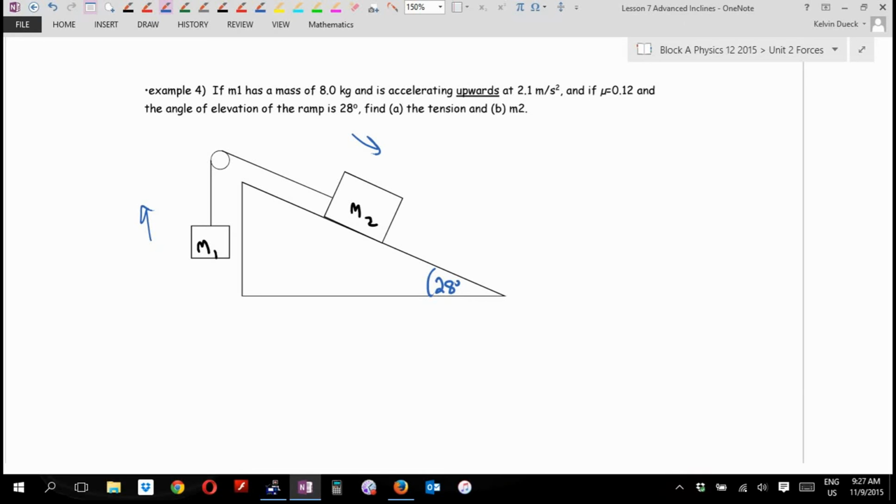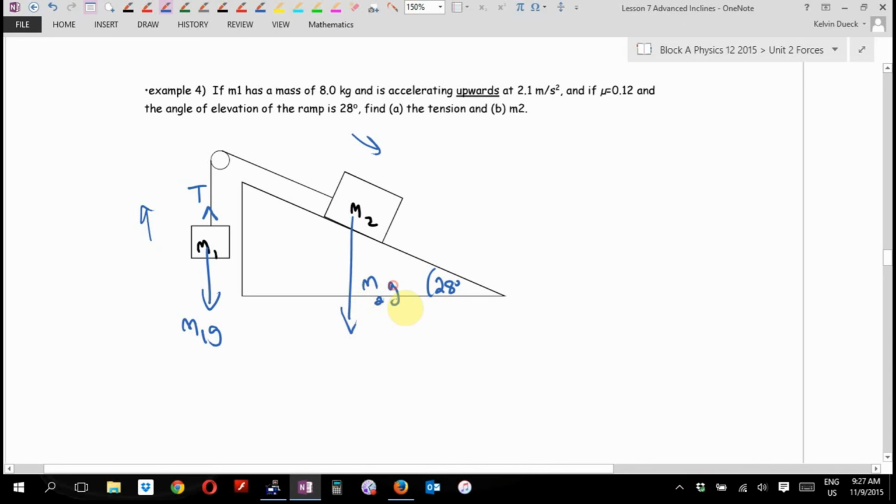Suggestions? Oh, label our forces, you say? So I have M1G, tension, M2G. And there's going to be an M2G perpendicular and an M2G parallel, where the right angle is right there. There's going to be a normal force about that big. I'll call it normal force number 2 to go with mass number 2.